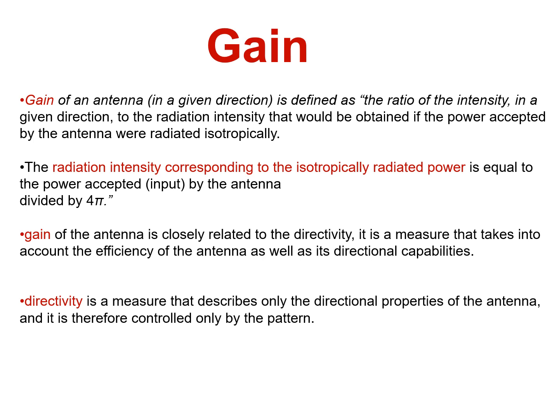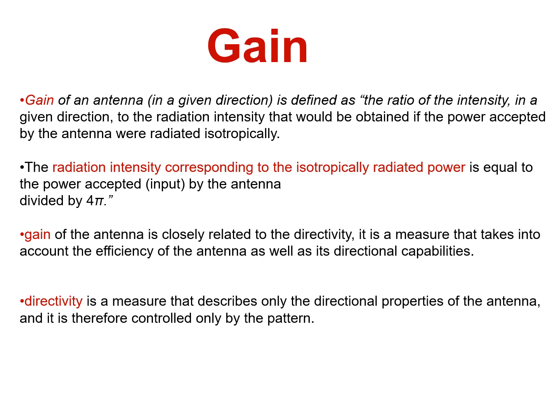Gain of an antenna in a given direction is defined as the ratio of the intensity in a given direction to the radiation intensity that would be obtained if the power accepted by the antenna were radiated isotropically. The radiation intensity corresponding to the isotropic radiated power is equal to the power accepted, that is the input power by the antenna, divided by 4 pi. Okay. So the input power, if it is equally divided in the whole spherical coordinates, we divide it by 4 pi solid angles.